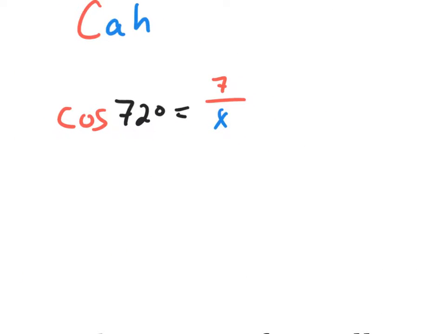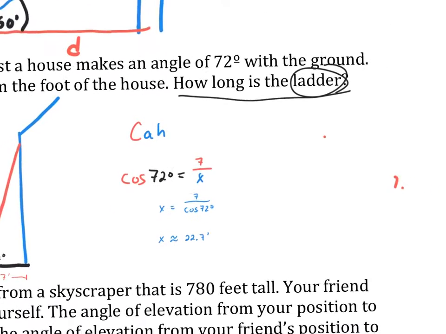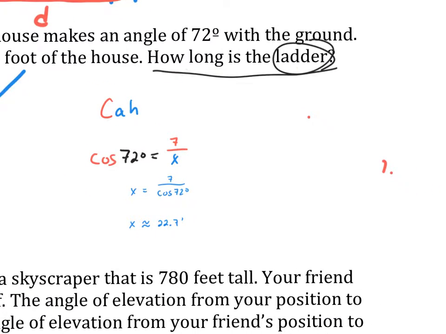Again, just like in the previous example, all I have to do is take those two and switch. So x is going to be equal to 7 over the cosine of 72 degrees. And now I can plug that in to find my approximate value. And my end result is 22.7 feet. So bringing it back to context, how long is the ladder? The ladder is 22.7 feet long.